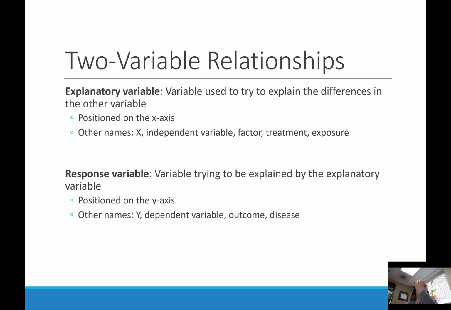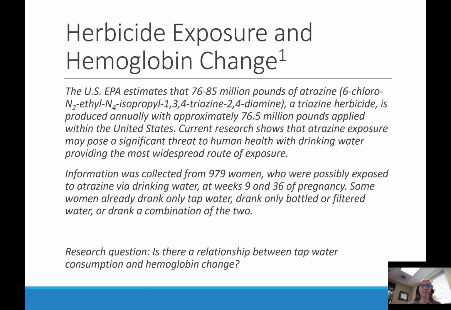Remember that our explanatory variable is the variable similar to the cause in a cause and effect relationship. It is used to try to explain the differences in the other variable. The response variable is similar to the effect in a cause and effect relationship. It is the variable trying to be explained by the explanatory variable. Let's look at the summaries in the context of study example 1.